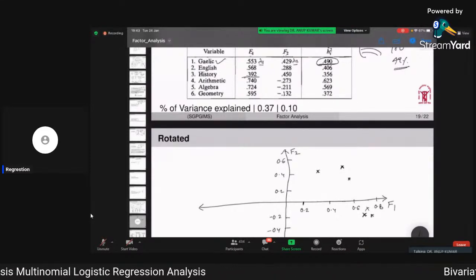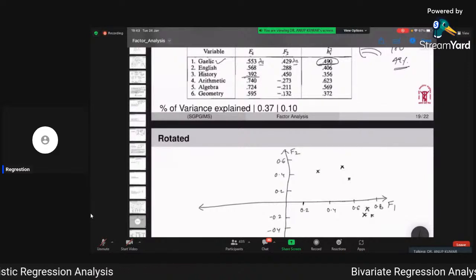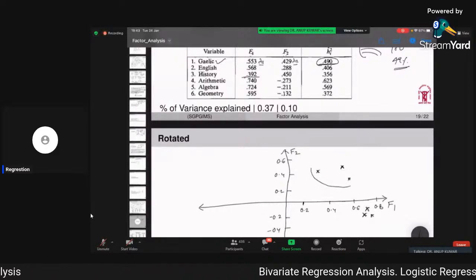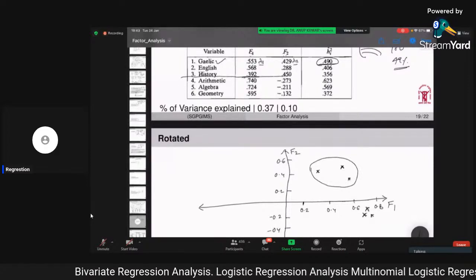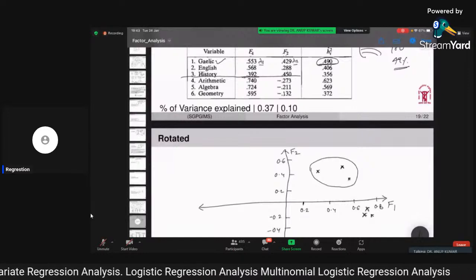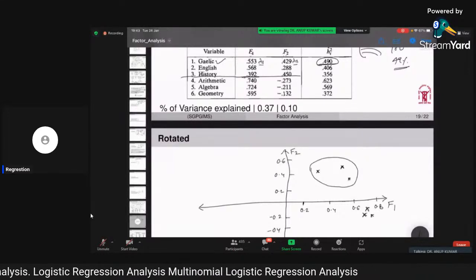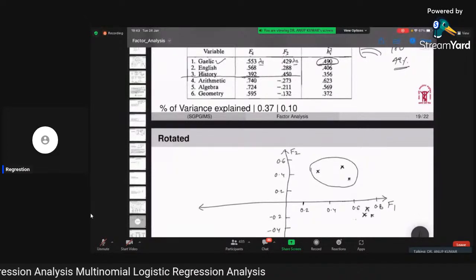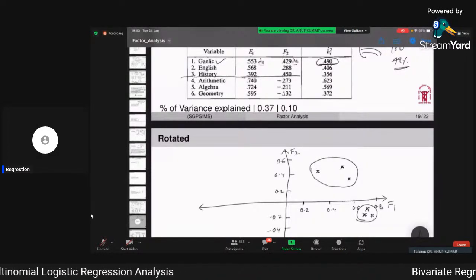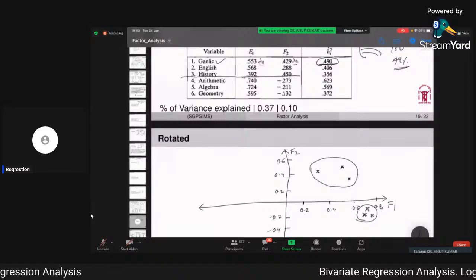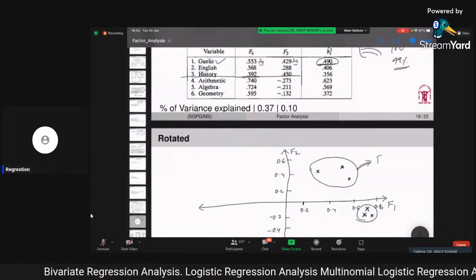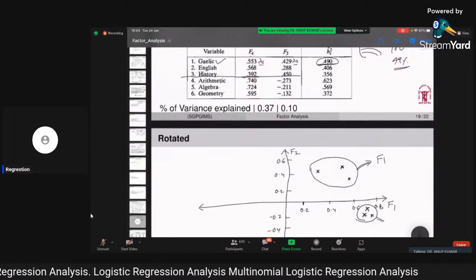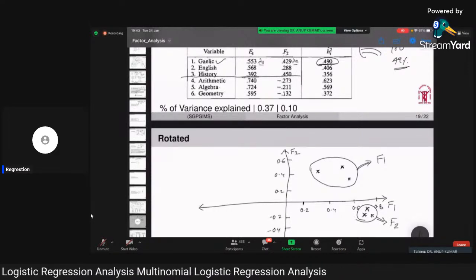So now you can see from this that these top three, Gaelic, English, and history, are very much close to each other. And similarly, these three factors, arithmetic, algebra, and geometry, are very much close to each other. So obviously, these three will be because of factor F1, and these three will be because of factor F2.